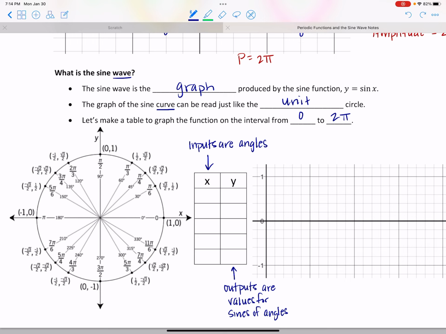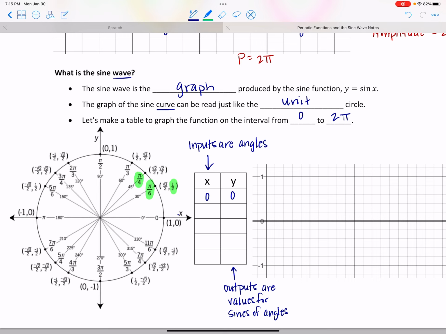Okay, so our inputs, x values, are going to be angles. Let's start at 0. If we're at 0 degrees or 0 radians, we can see right here that our sine value is also going to be 0. And then if I move up here at pi over 6, we're looking at a half. Well, I don't want to graph that. I don't want to graph fractions if I don't have to.